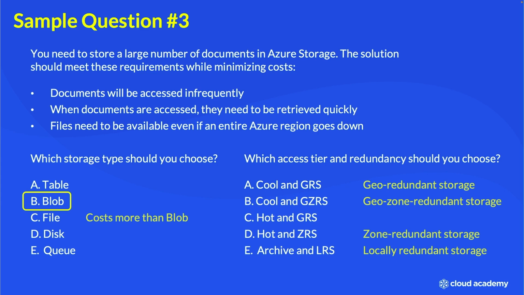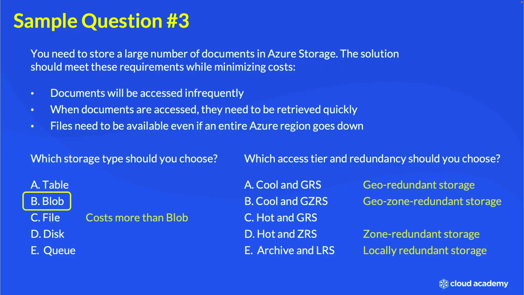GZRS is geo-zone redundant storage. And that also copies files across different regions. But it also copies them across different zones within the region. So it's even more redundant than GRS. However, it does cost more than GRS does for obvious reasons because there are more copies. And so for this question, we're trying to minimize costs. So of those two, geo-redundant storage is the better option.